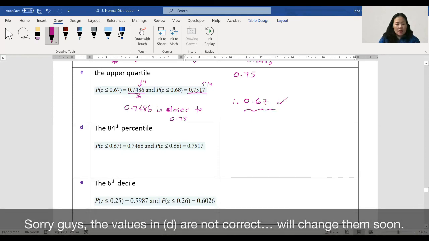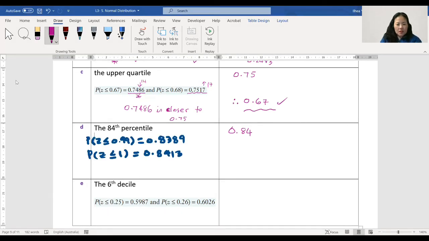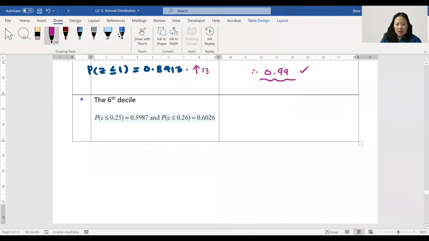All right, next one. It's a 0.84, and I'm just looking at the table. So that's just below the 0.84, just above 0.84. Now this is about 13 above from the 0.84. That's 11 down from 0.84. So obviously this is better one. Now that will give me 0.99, my Z score.